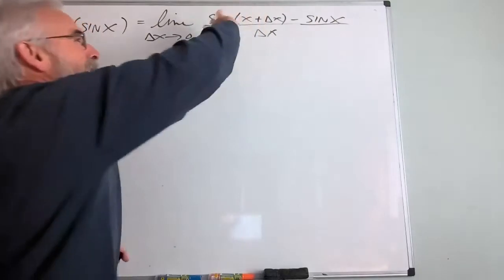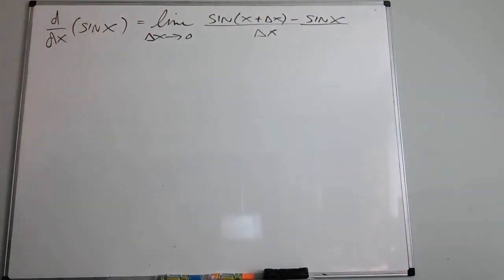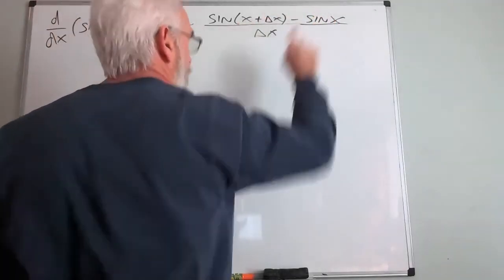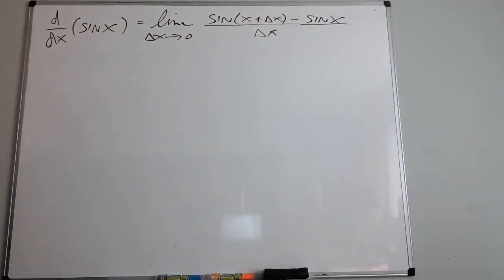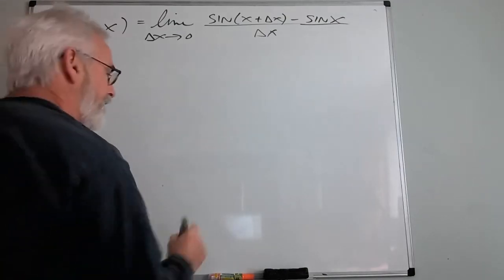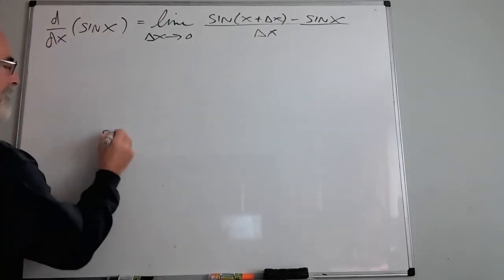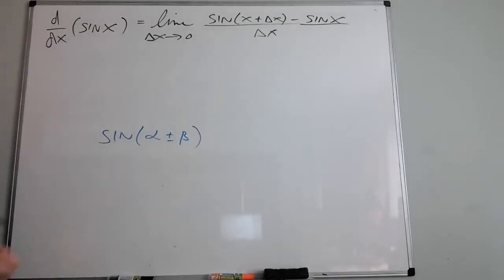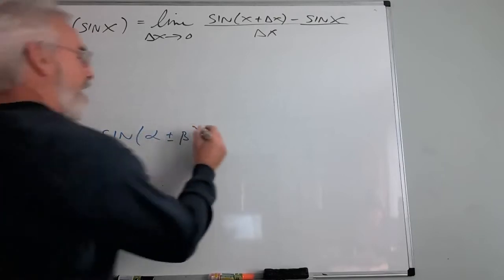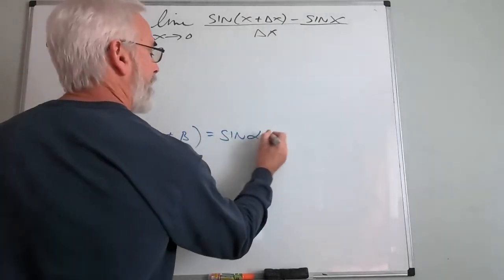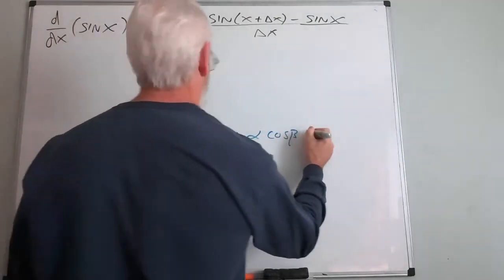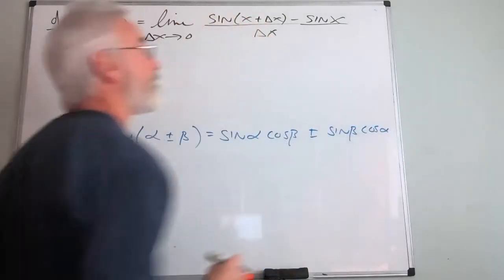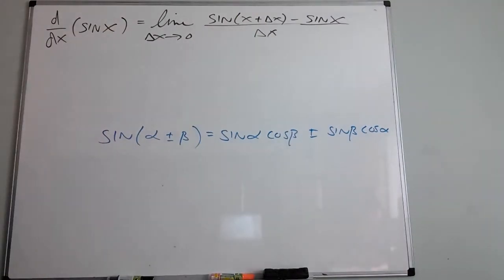Now, if I can manipulate this, I will, but right now I have 2 different arguments going on. I have one argument that's x plus delta x and one argument that's x, and it's going to be kind of hard to work with them. So off to the side, let me remind you, we have an identity. Sometimes we call them the alpha beta identities, where if I have the sine of a sum or difference, I know it's this, sine alpha cos beta plus or minus sine beta cos alpha. That's a really, really important identity right there.